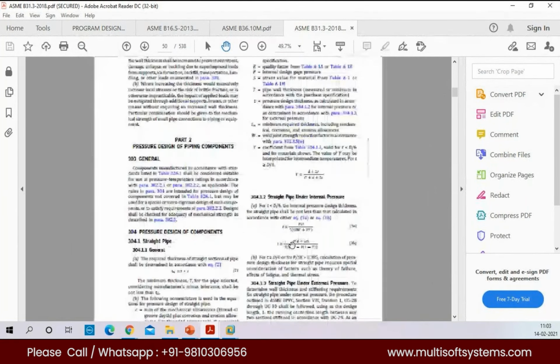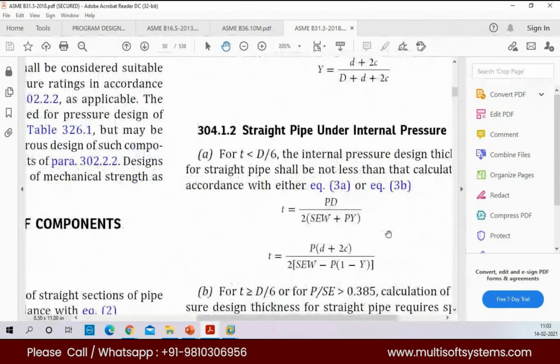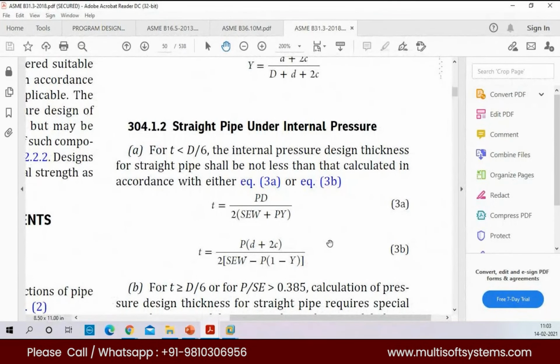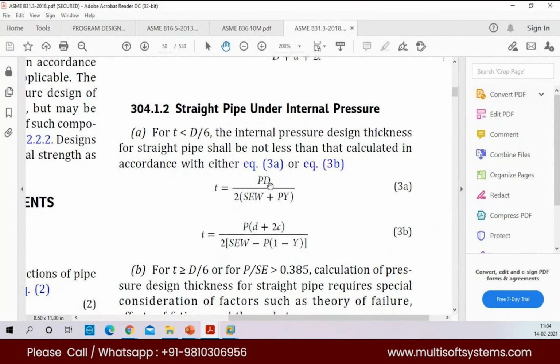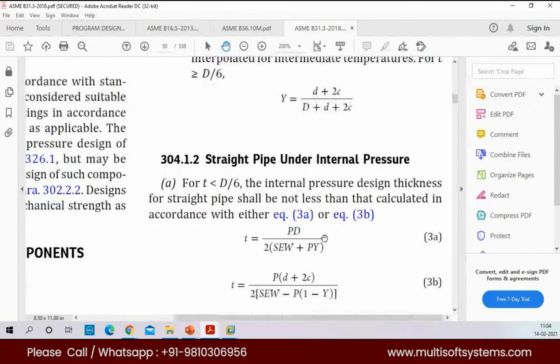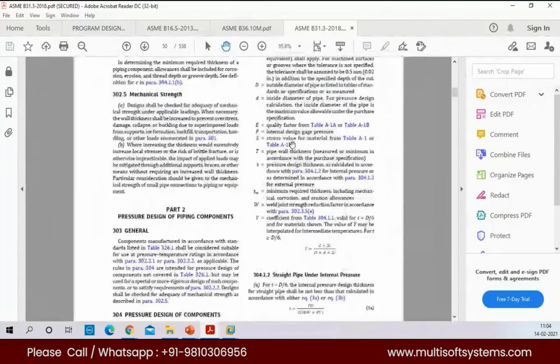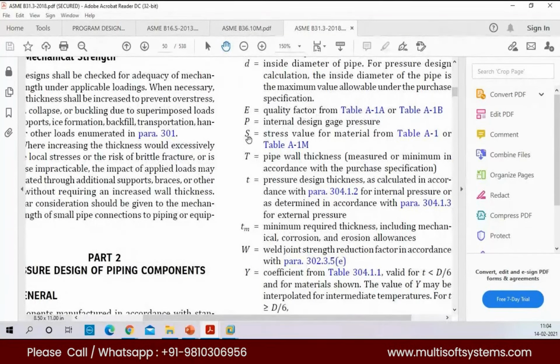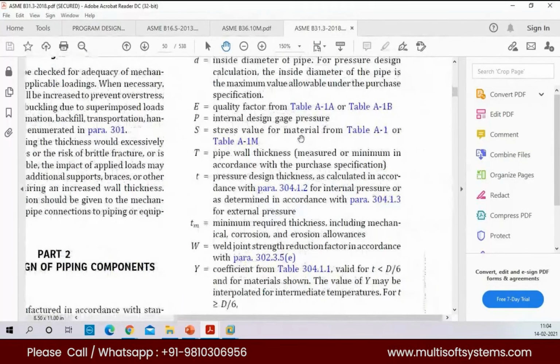This is the pipe wall thickness calculation formula which we are using in the oil and gas process. To calculate the thickness, we have the pressure, the diameter and SEW. And what does SEW mean? E is the quality factor and S is the allowable stress value. The allowable stress value is the main thing the stress engineer has to know, because without knowing the allowable stresses, you can't do any stress analysis.